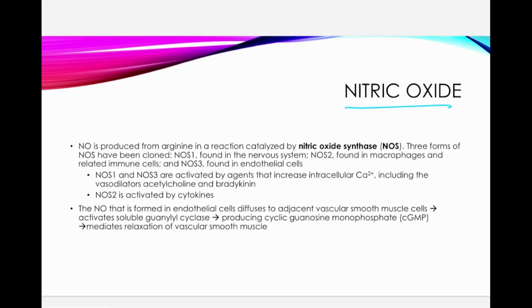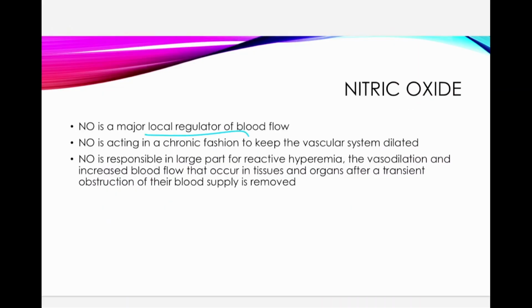Don't worry about where they're found. But it's formed, and it mediates relaxation of smooth muscle. That's the big thing to know with nitric oxide. Major regulator of blood flow. Nitric oxide is acting in a chronic fashion to help keep the vascular system dilated.